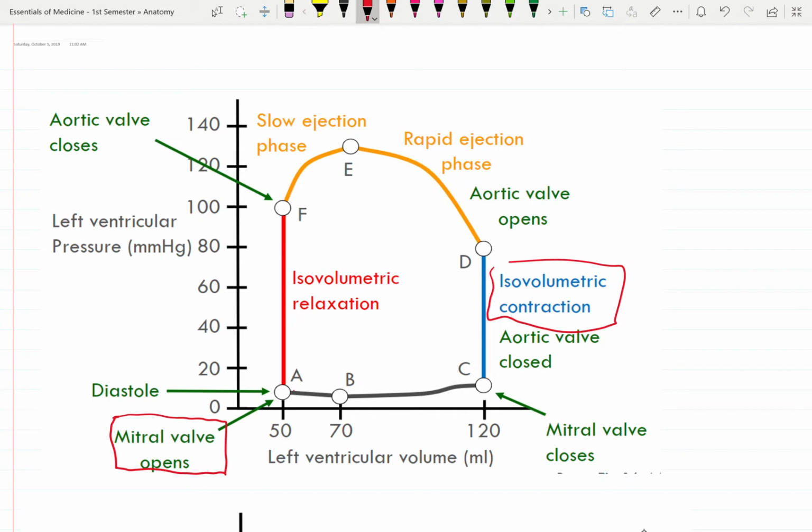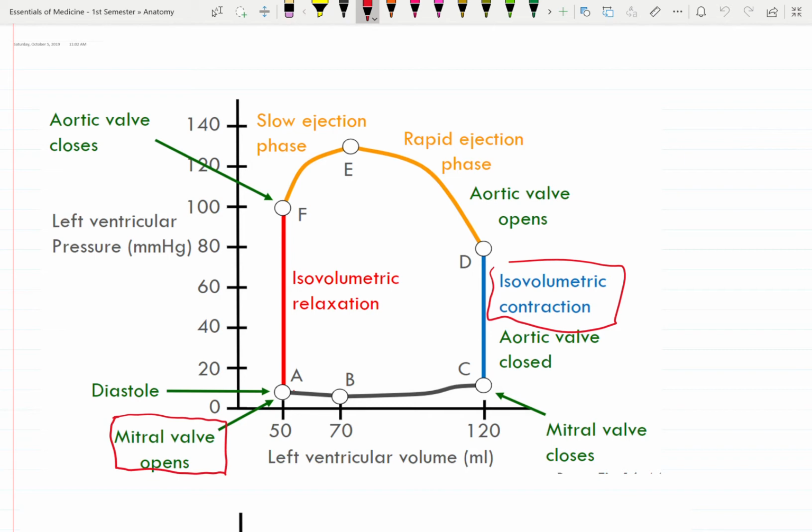All right, so the pressure of the left ventricle drops, and it goes towards F. And so what happens at F? Well, the aortic valve will close because the ventricle relaxes in diastole, and the pressure drops below the aortic pressure. And so when you drop below the pressure, you're going to have the aortic valve closing. And that's when the isovolumetric relaxation starts.